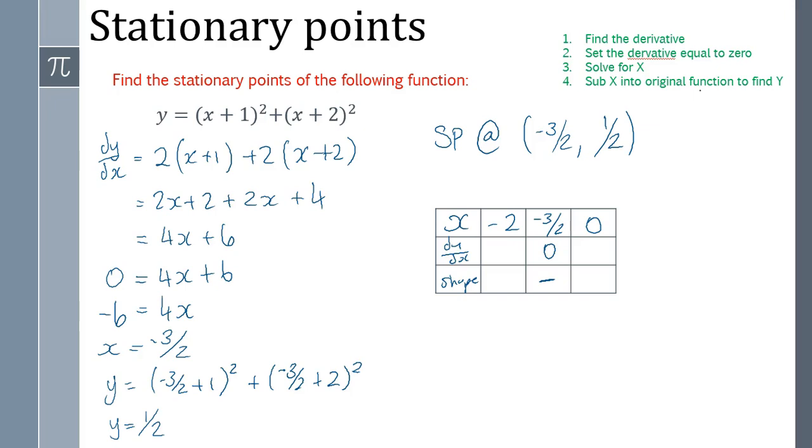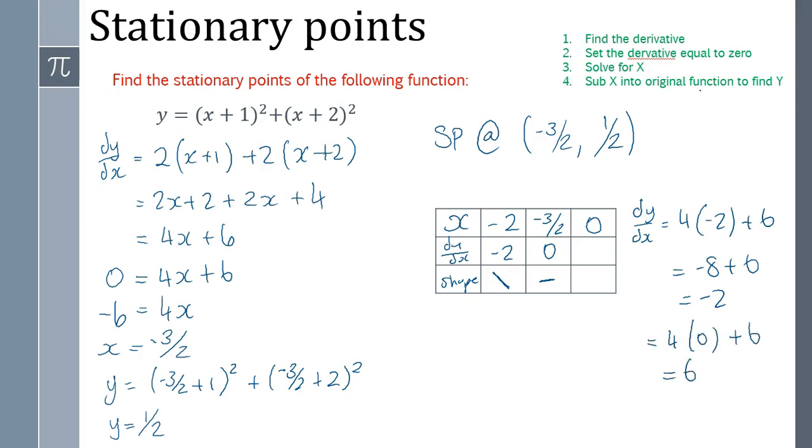Okay, so I'm going to try with -2 we've got 4, -2 plus 6, -8 plus 6, -2. So we've got a negative slope there. I'm going to do it again with 0, which is 6, which is a positive. So this here, this stationary point, is a minimum. Okay, and I can see that from my drawing.